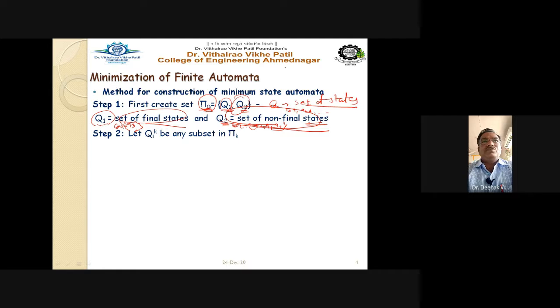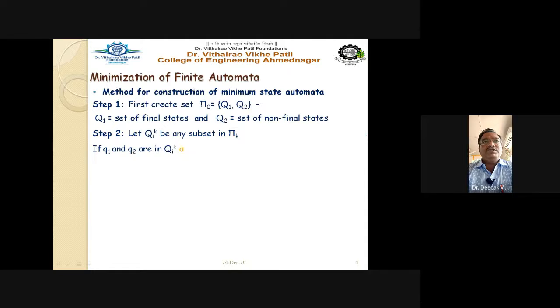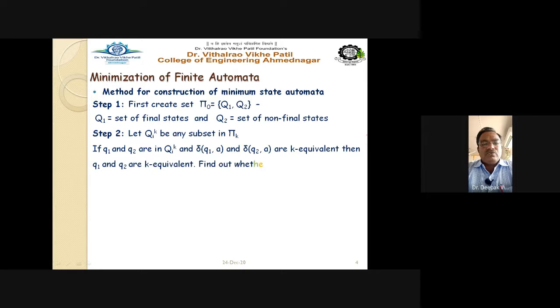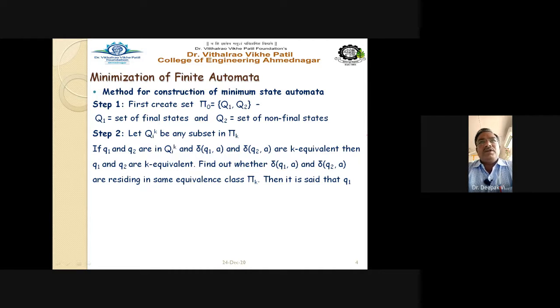So see here, step number 2. In step number 2, let Qik be any subset in pi k. Pi k means pi is the equivalence class. If q1 and q2 are in Qik, and delta(q1, a) and delta(q2, a) are k-equivalent, then q1 and q2 are also k-equivalent. So find out whether delta(q1, a) and delta(q2, a) reside in the same equivalence class pi k. We have to find out whether these two states reside in the same equivalence class. Then it is said that q1 and q2 are (k+1)-equivalent.